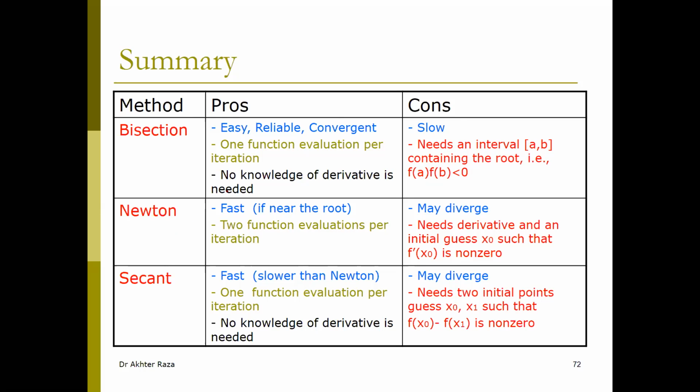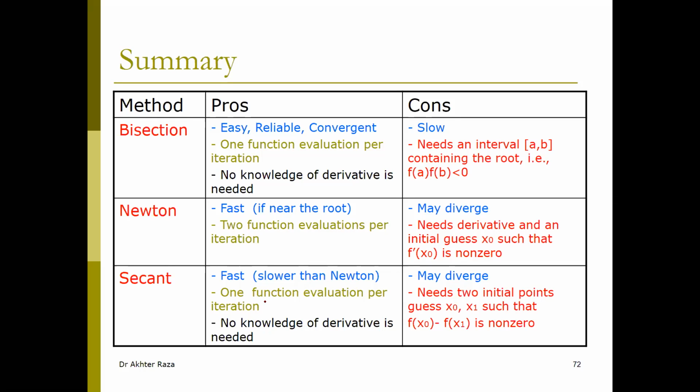The Newton method is better than the bisection method. We need only one initial guess, but one derivative is needed. That is the con. We need the derivative, because if we have a complex function, finding the derivative will be difficult and time consuming. So another version of the Newton method is the secant method, in which the derivative is replaced by the formula of approximation.